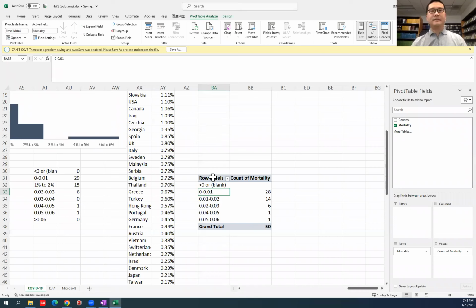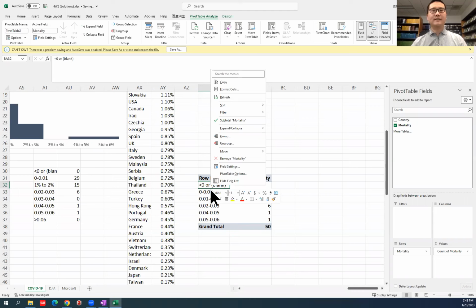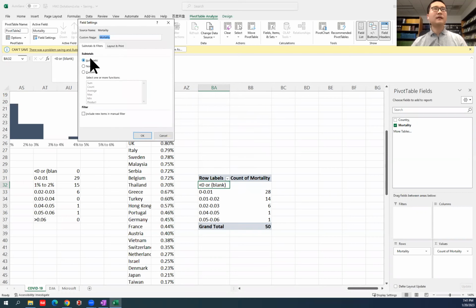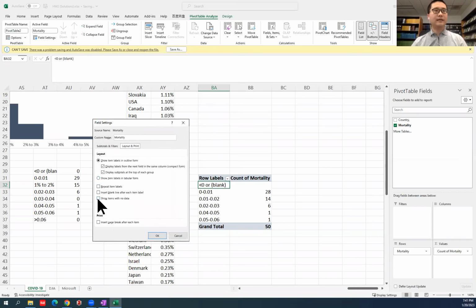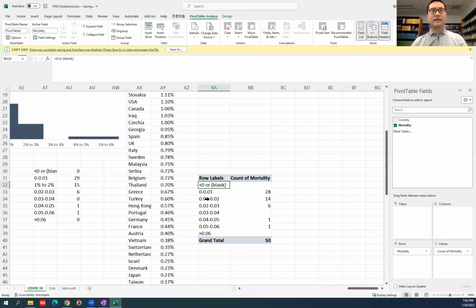So we could still let it show by going to any of the row labels, just like how we instructed to make this group. We would go to field settings, and there's another tab, layout and print. There's a check we can make for show items with no data. Upon that, you notice that this table changes by having another row for 3 to 4%. But by default, it gives us an empty cell for the count.